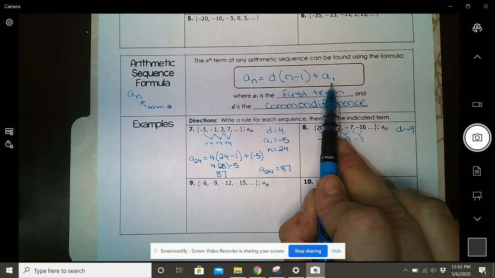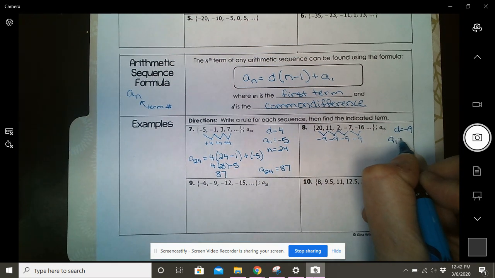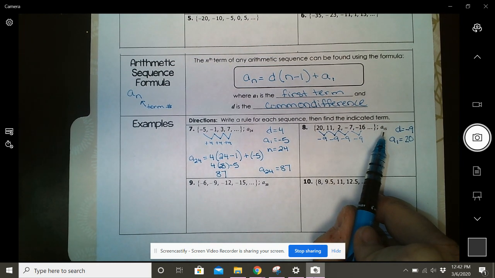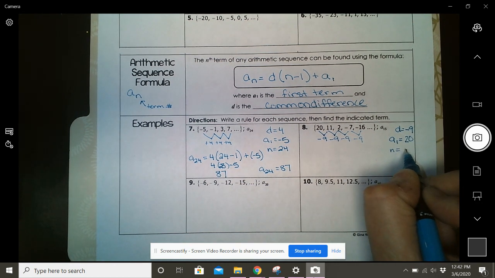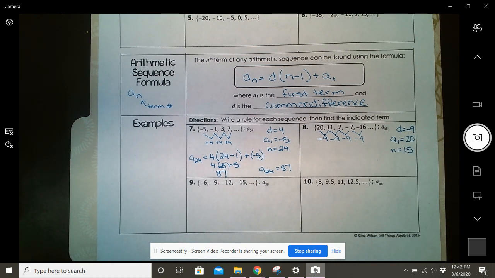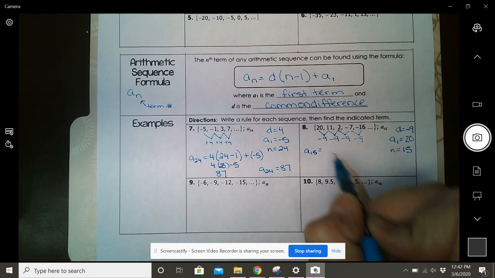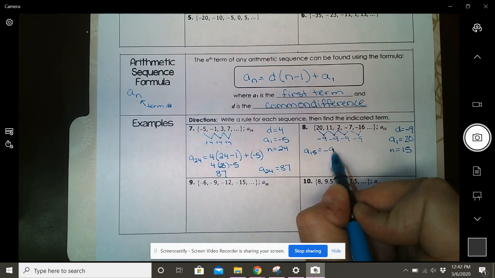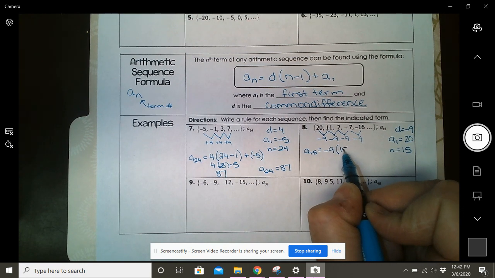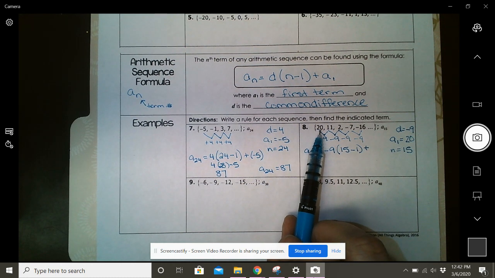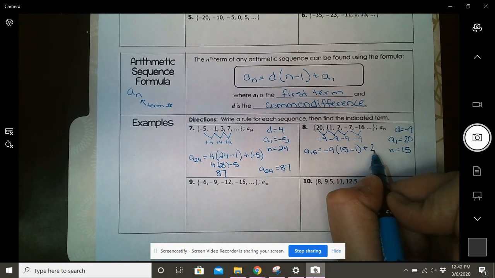I also need to know what the first term of the sequence is. The first term of the sequence is 20. And if this problem is asking me to find a sub 15, that is the 15th term of the sequence, so I'll be plugging a 15 into the n position. So to find the 15th term, I'll need a common difference of -9, finding the 15th term for n, and adding in the original term, the first term of 20.